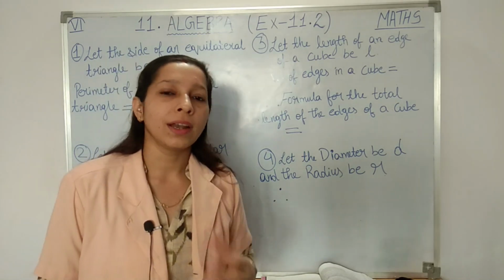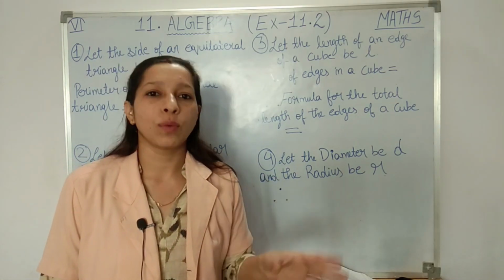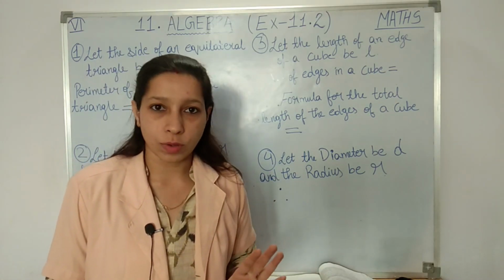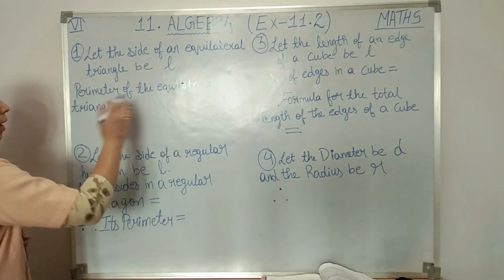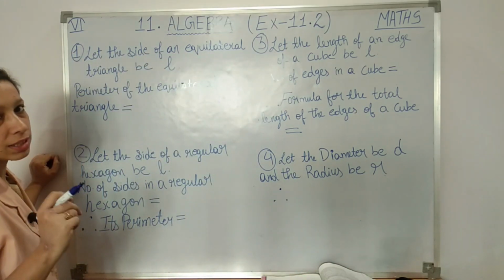Then what are we asked to find? Here we are asked to find the perimeter of the equilateral triangle whose one side is equal to L. So students, how to find the perimeter of the equilateral triangle? We have studied this in the mensuration chapter.